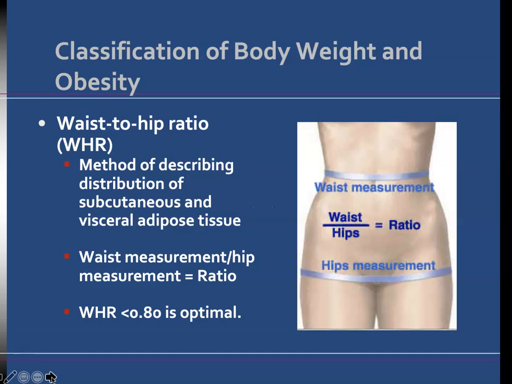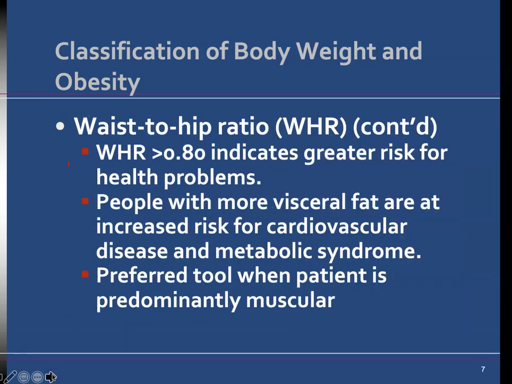Waist to hip ratio is the method of describing distribution of subcutaneous and visceral adipose tissue. You measure the waist and divide by the hip measurement to get your ratio. Ideally, less than 0.80 is a good ratio. Anything more than 0.80 indicates a high risk for health problems. People with more visceral fat are at an increased risk for cardiovascular disease and metabolic syndrome. It is the preferred tool when the patient is predominantly muscular.